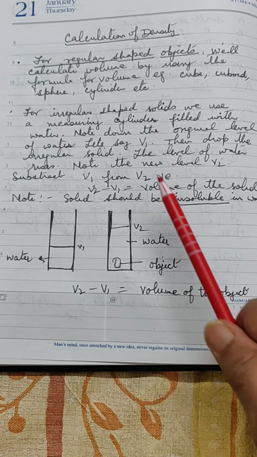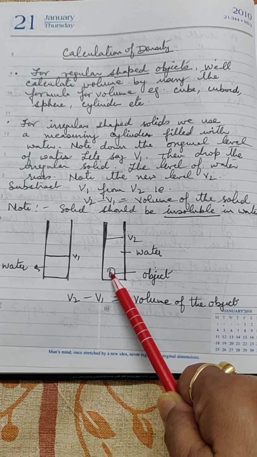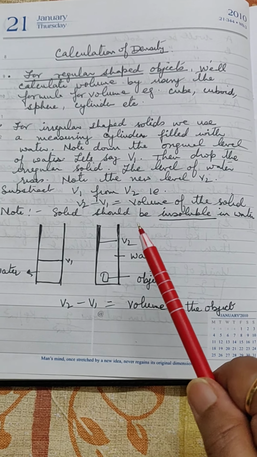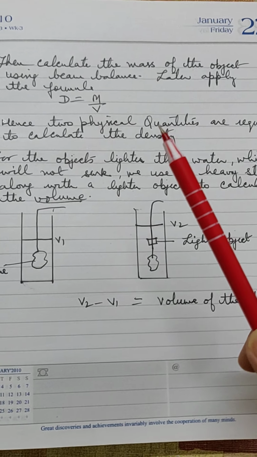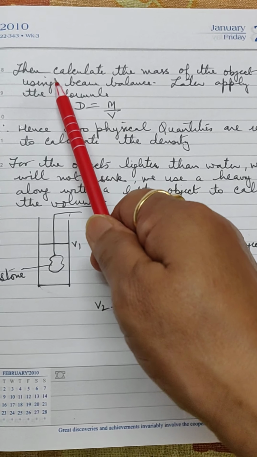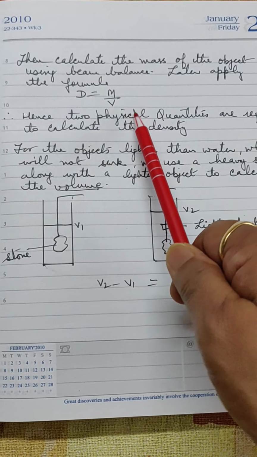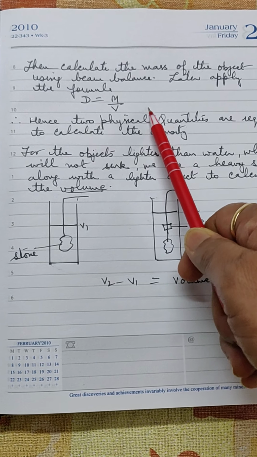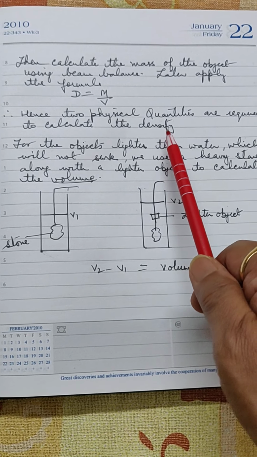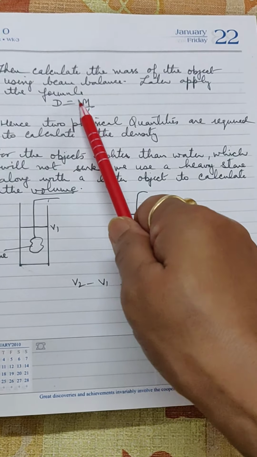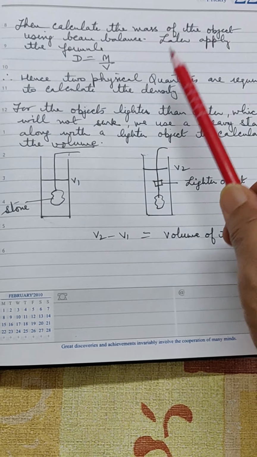Now you know the volume of an irregular object. Calculate the mass of this object by using a beam balance and then apply the formula density is equal to mass upon volume. This is what I have written here. So, which two physical quantities are required to measure density? The two quantities are mass and volume.